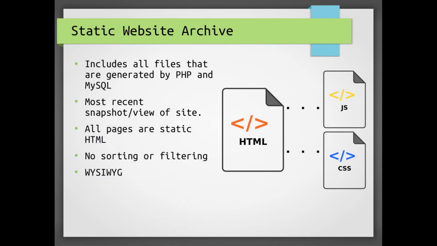Unlike a dynamic website, which creates one page at a time, a static website is a collection of all the pages that can be generated by the dynamic site. So we can think of the static archive as the most recent snapshot of our site. All of the pages are static HTML, so there is no functionality to support sorting or filtering, since this would require recreating a page with sorted data.